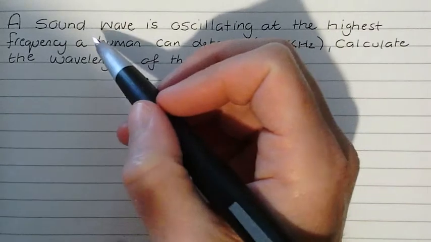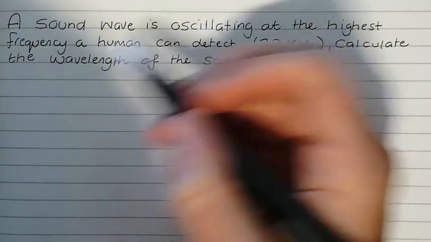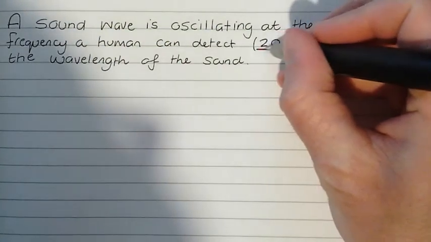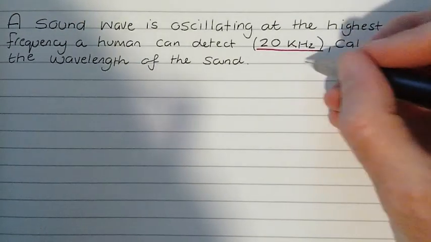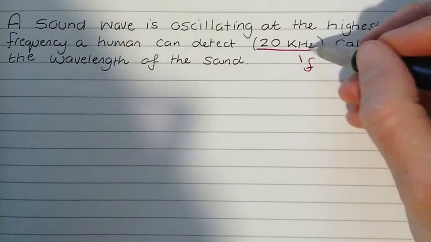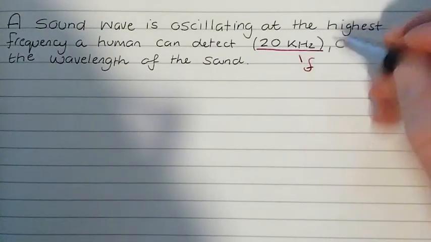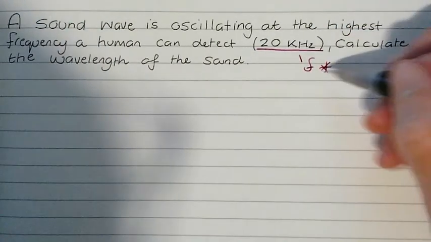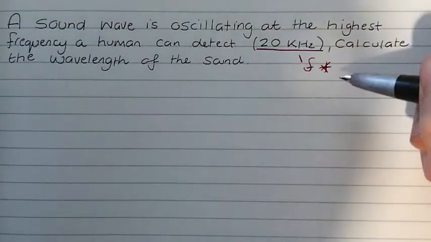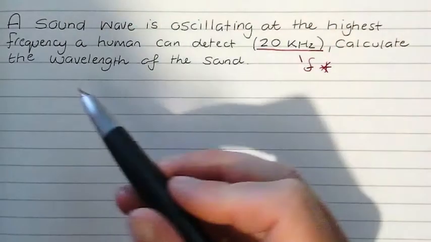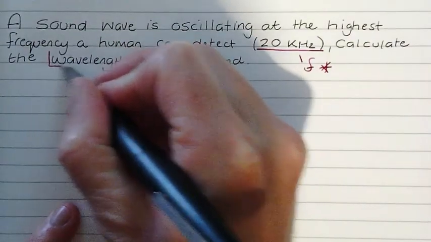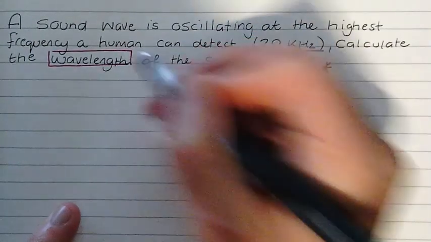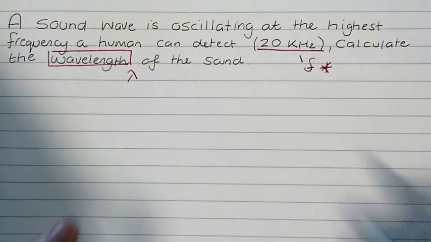So again, let's underline any values, so any numbers that we see. Okay, so the first one we see is this, 20 kilohertz. Now, hertz is frequency, so this is going to be our frequency, but it's not just in hertz, it's in kilohertz. I'm going to put an apostrophe so that I know I need to rearrange. What am I trying to find? Well, it wants me to calculate the wavelength. So there we go. Okay, and wavelength is here. So that's all the information we can get.